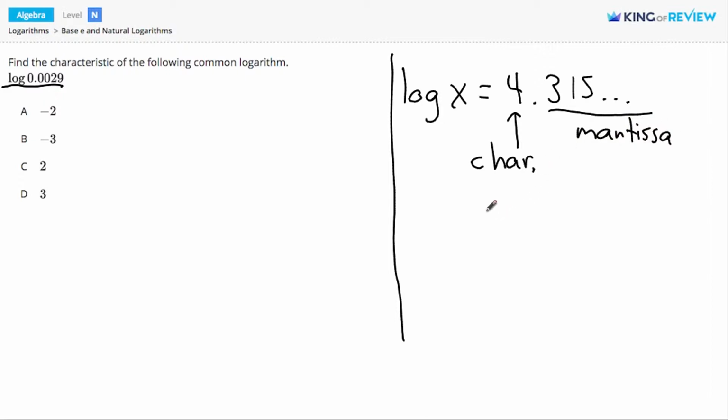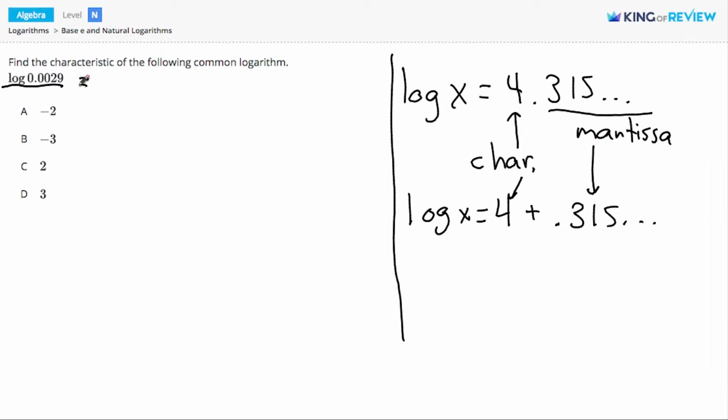And what's really important to note here is that you have to be able to write your logarithm as a sum of the characteristic and the mantissa. So we can write 4.315 as 4 plus 0.315, and so on. Now, let's take that and go to our problem over here on the left.